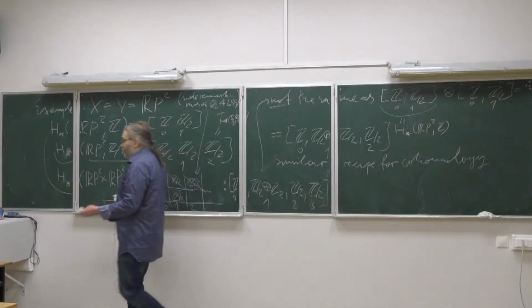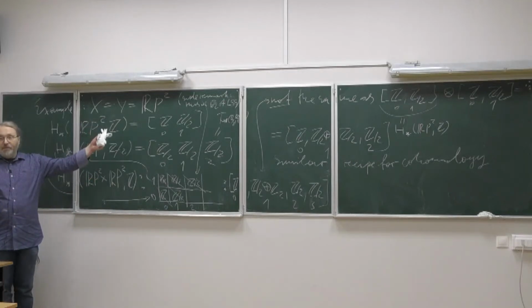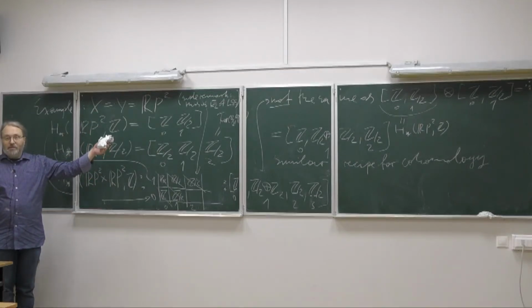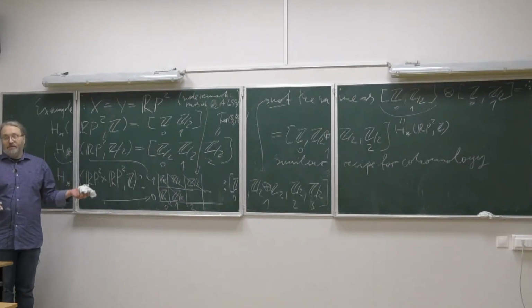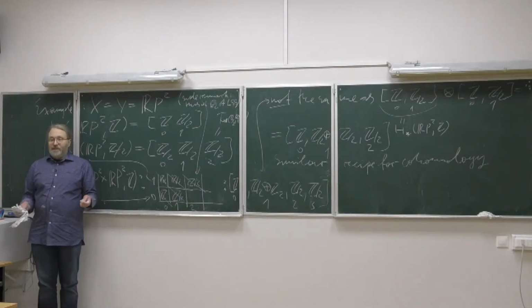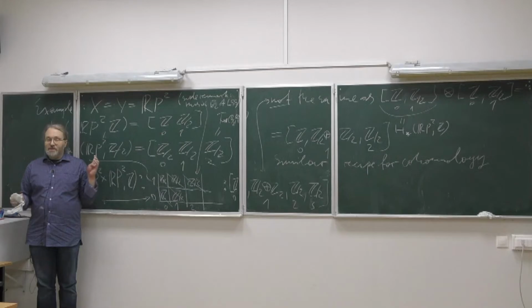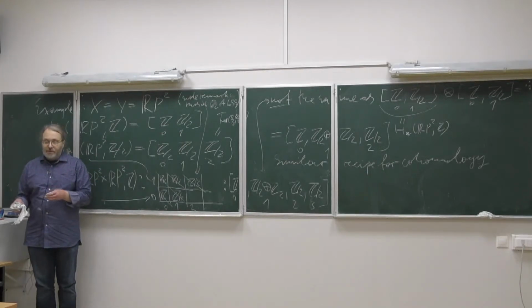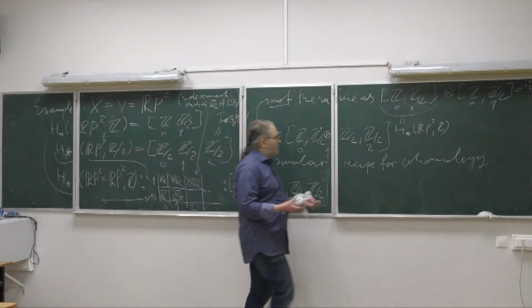And well, in a short while we will see a similar but slightly different way of calculating the cohomology of the product. Basically, the ingredient that we're still missing is the product on the cohomology. So let's talk a little about that.